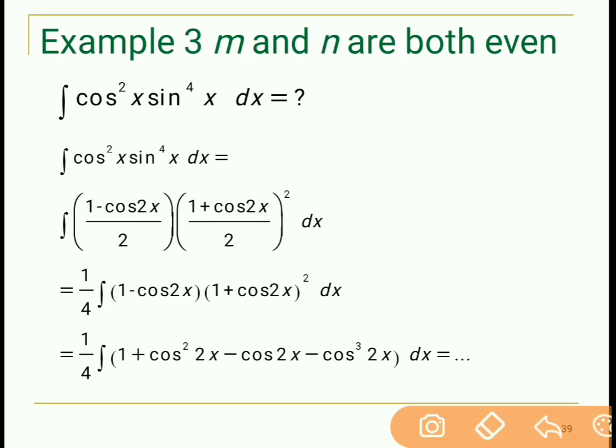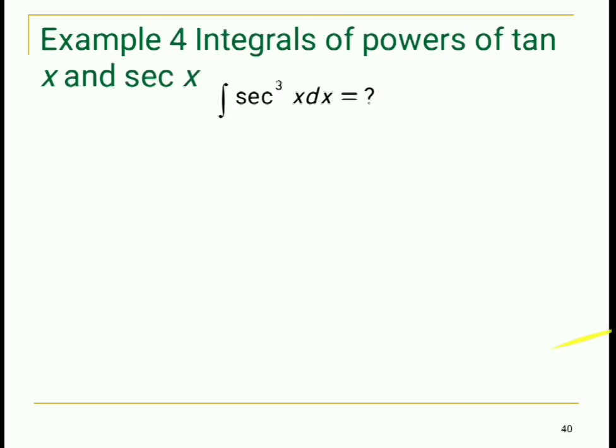Afterward, what we can do is, we have 1 minus cos 2x into 1 plus cos 2x the whole square. We can expand these two terms, and by expansion you will get the given term: 1 by 4 integral of 1 plus cos square 2x minus cos 2x into cos cube 2x into dx. This can be further solved to get the answer. Next problem, solve the integration of sec cube x into dx.